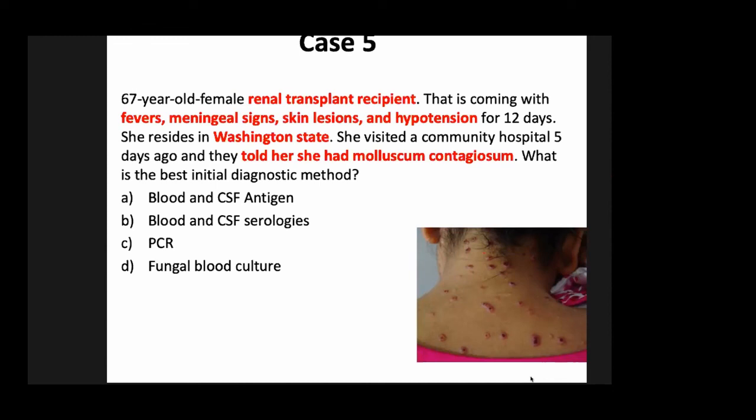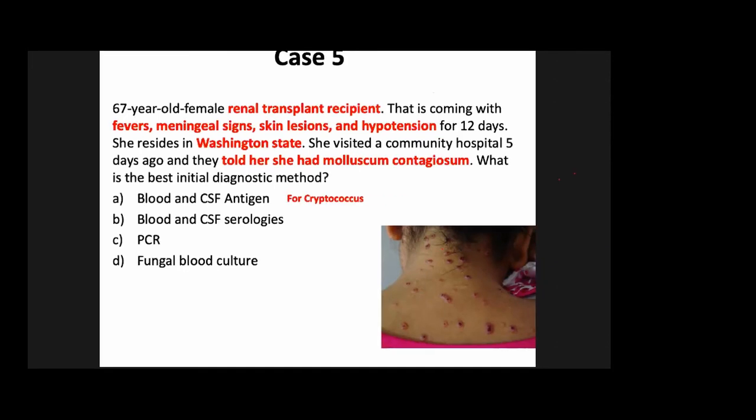Someone? So Patrick is saying crypto. Exactly, very good. So this is a disseminated cryptococcus. For this, the initial diagnostic method is blood cryptococcal antigen or CSF cryptococcal antigen.